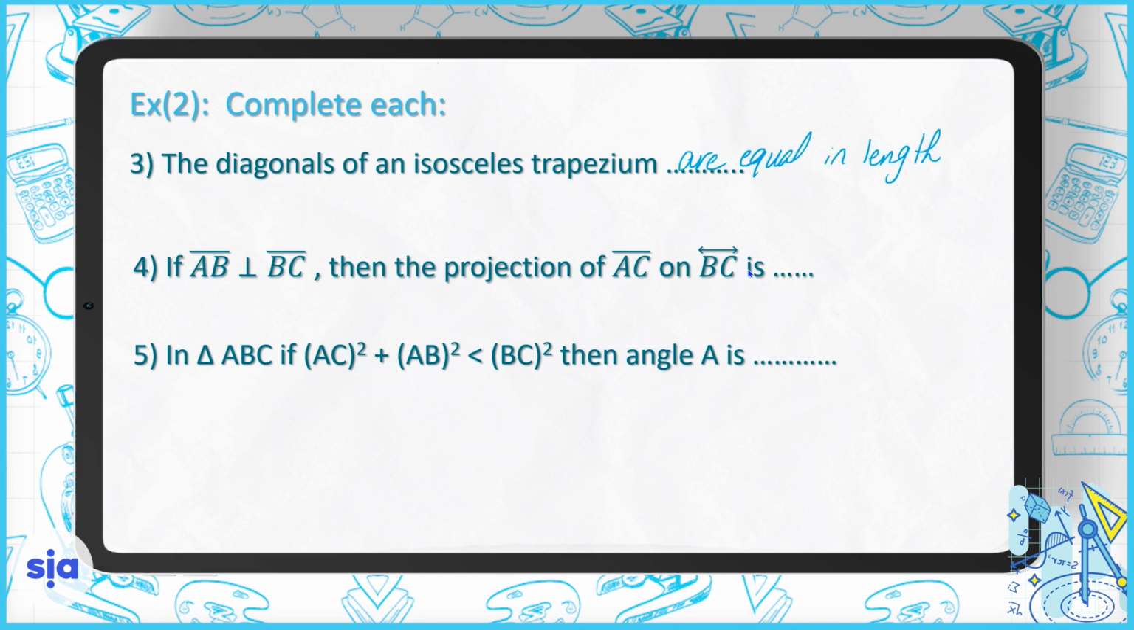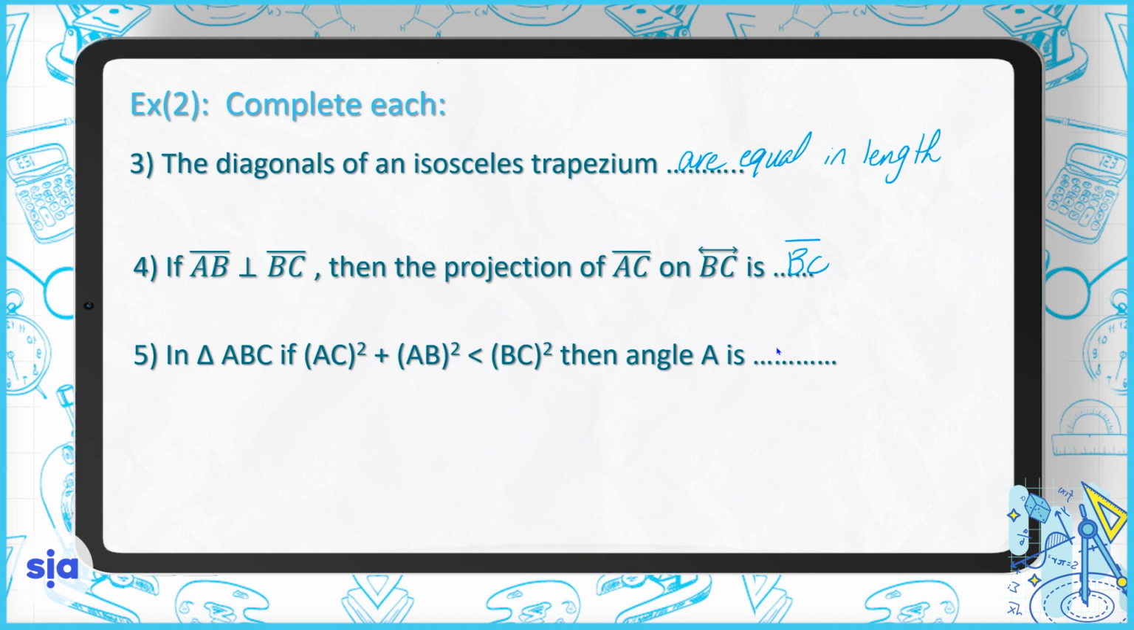Question 4. If AB segment is perpendicular to BC segment, then the projection of AC segment on BC straight line is? Yes, it's BC segment.